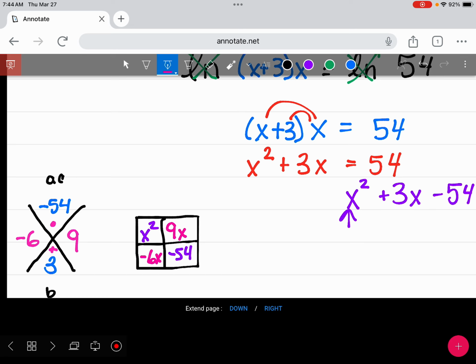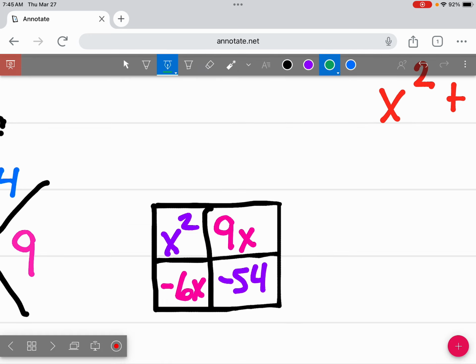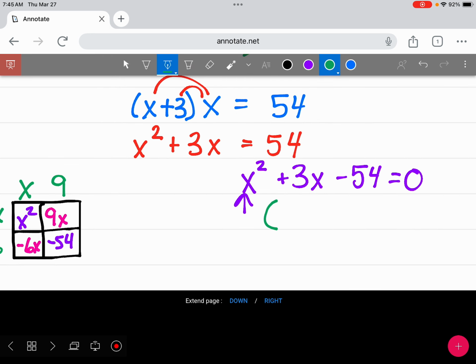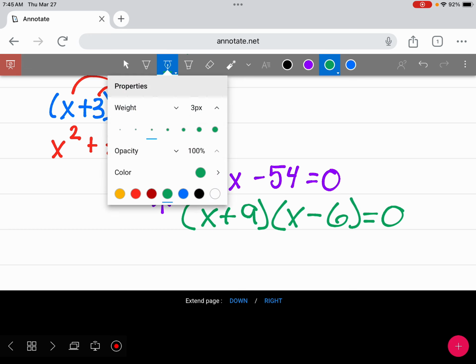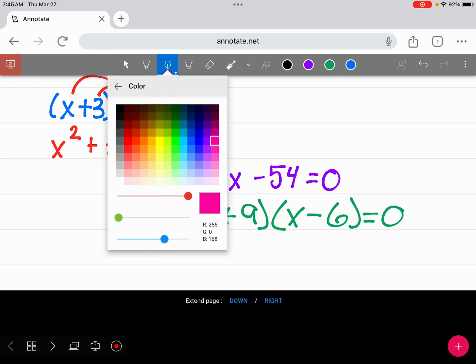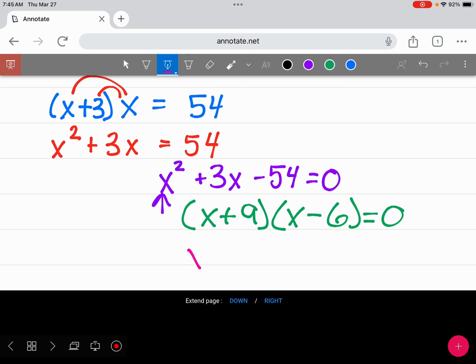What do we get as our factors here? When we pull our factors in columns and rows, what do we get? X plus 9. X minus 6. Yes. So our factored form here is going to be x plus 9, x minus 6 equals 0. So what are our roots? Those solutions, zeros, x-intercepts, those guys. What's our x equals?